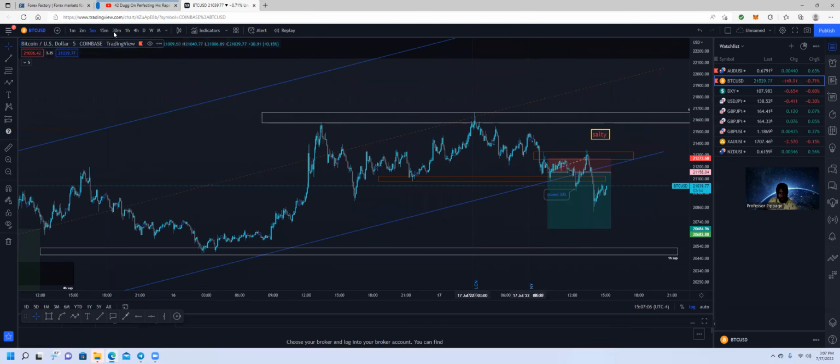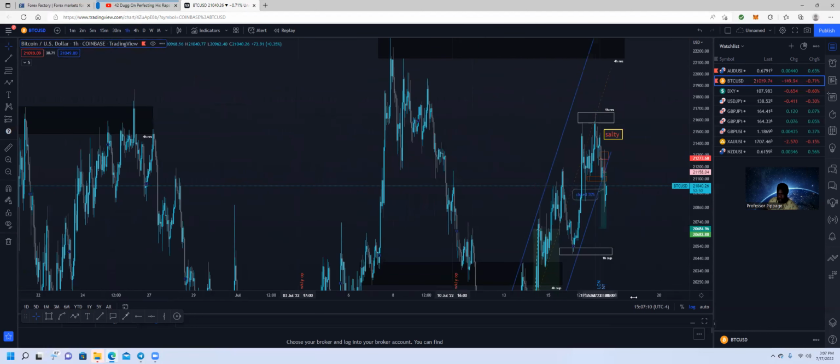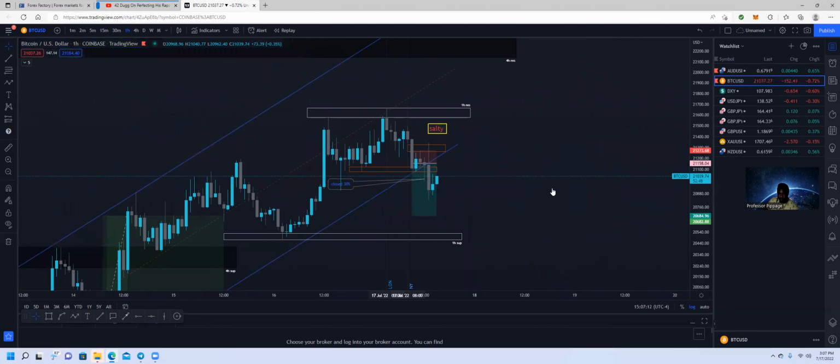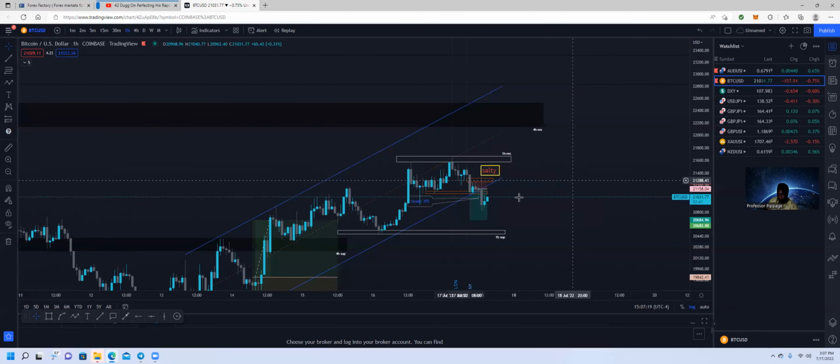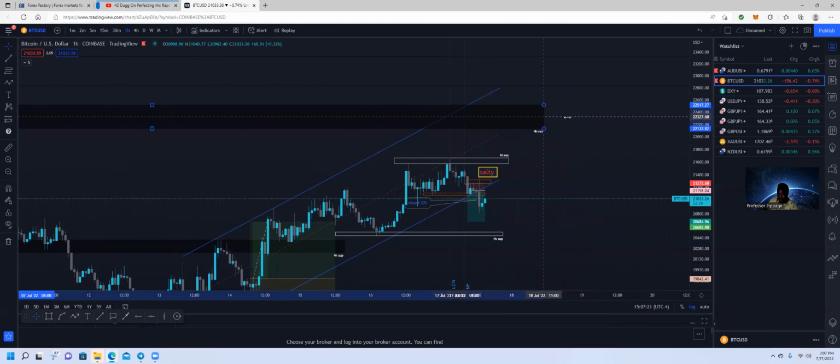Overall, I wasn't looking for a full trend reversal short on this. It was more or less a retracement trade back down to the 1 hour support before price action resumes back bullish.